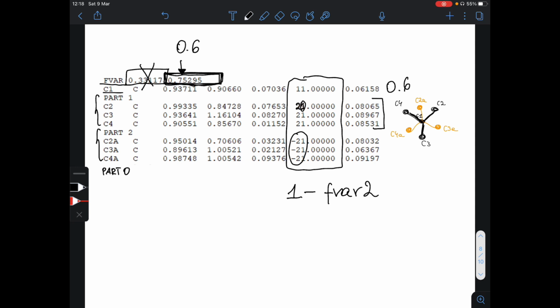They will be in this particular place. And in minus 1 minus 0.6, 0.4. And in 40%, they will be found in these positions. So this number tells us to look at free variable number 2. Occupancy of these atoms will be equal to the second free variable, and occupancy of these atoms in part 2 will be equal to 1 minus free variable 2, in this case 40%.